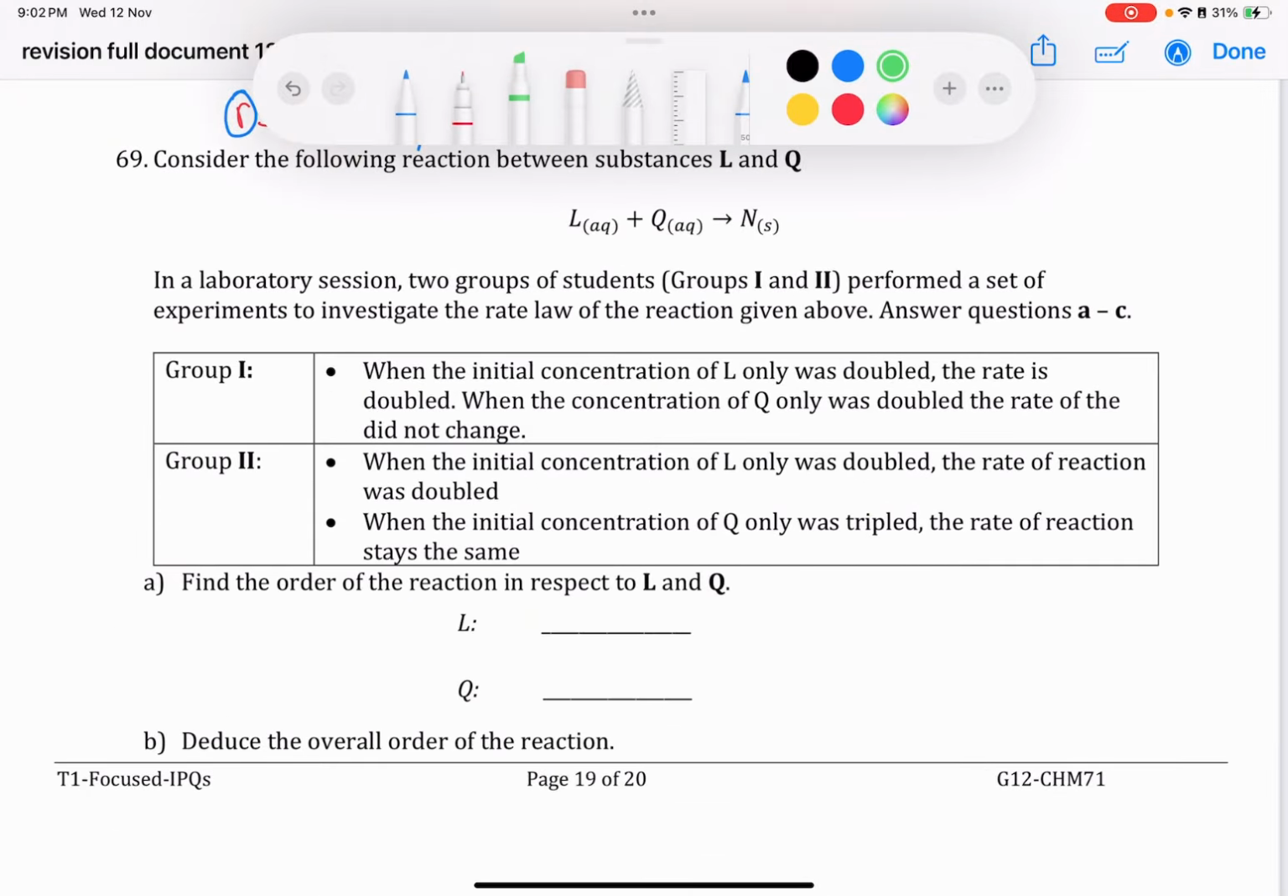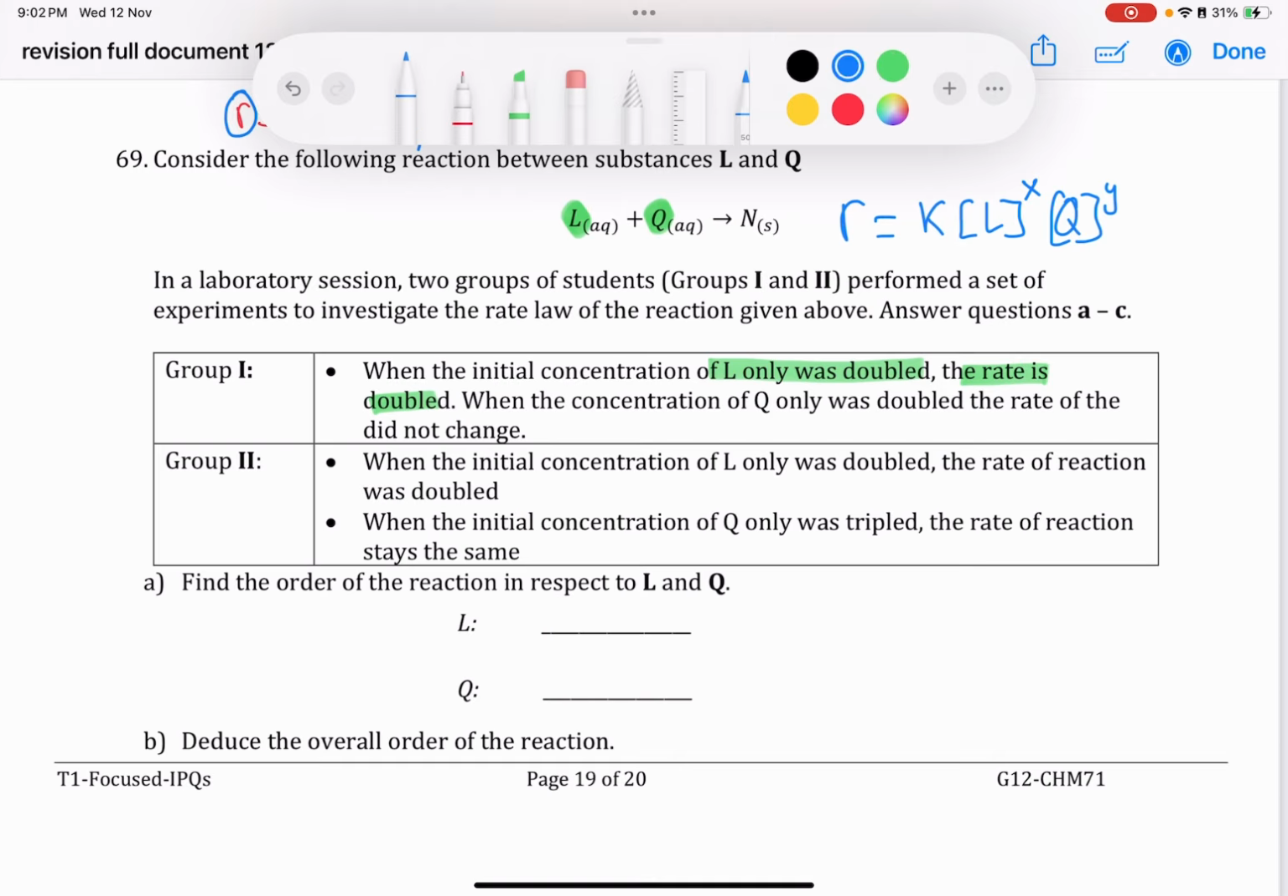In a laboratory session, 2 groups of students, group 1 and 2, performed a set of experiments to investigate the rate law of the reaction given above. Before I start reading, I'm just going to write a general formula for the rate law of this reaction. So I'm going to write L^x and Q^y, because I don't know their orders yet. Group 1 says, when the initial concentration of L was doubled, the rate doubled.